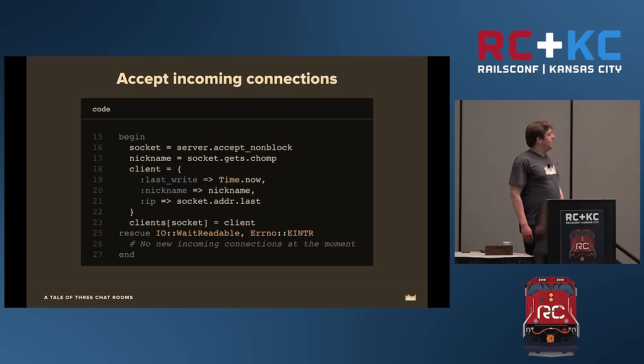In this case, it's again calling server.accept, only this time we use the non-block version. The only difference is that server.accept just waits for new connections, and the non-block version immediately returns. So it just tries to get a connection. If there's no such thing, it will raise an exception. So if there's an exception here, we can just continue with the loop.